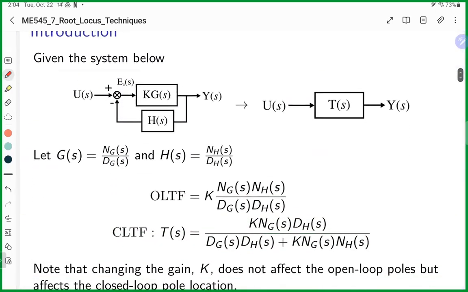So given the same system below, let's use some notation now, where G is equal to NG divided by DG, and H is equal to NH divided by DH. Then our open loop transfer function can be rewritten like this, where we have G of S represented here, and we have H of S represented here. This is actually an error. This should be NH of S, which has been corrected in the notes now.